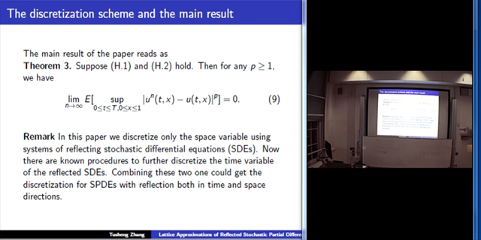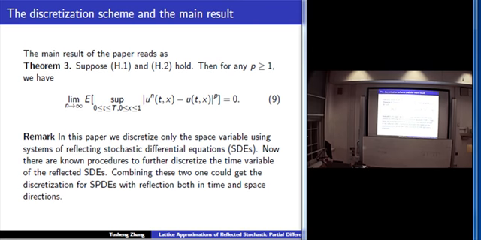Also, Hambly and his students studied the case when sigma is 1. But as I said, we only discretize the space variable, and there are no procedures for how to discretize the time variable for a system of SPDEs with reflection. If we combine these two, we can discretize both time and space. In this talk, I will only concentrate on the space variable.